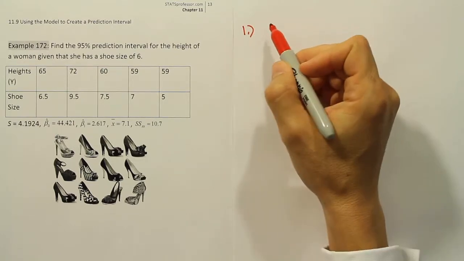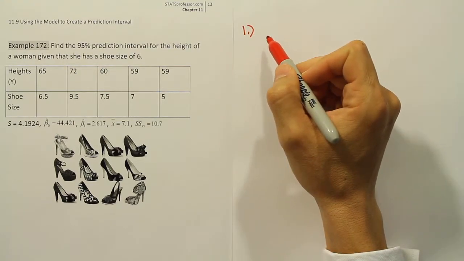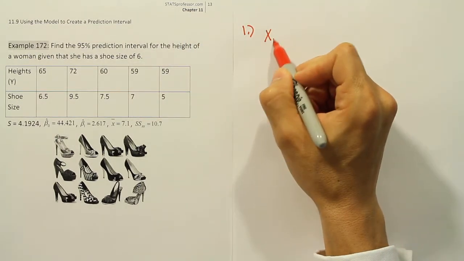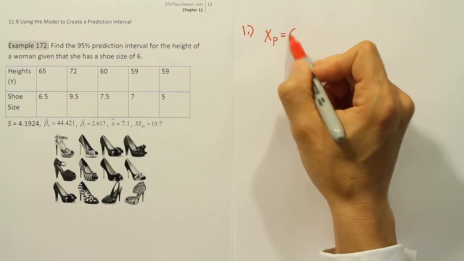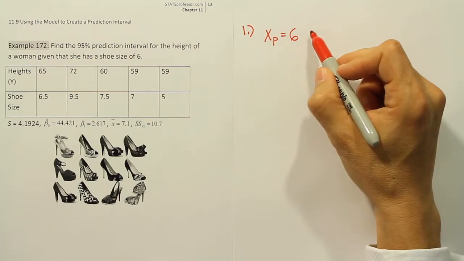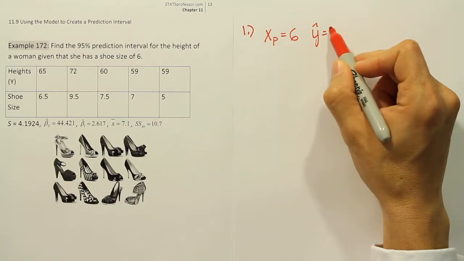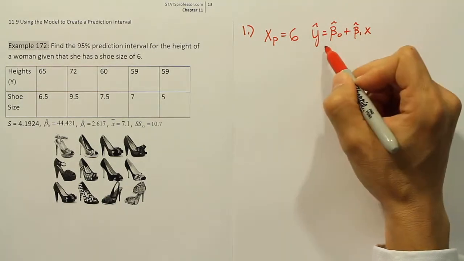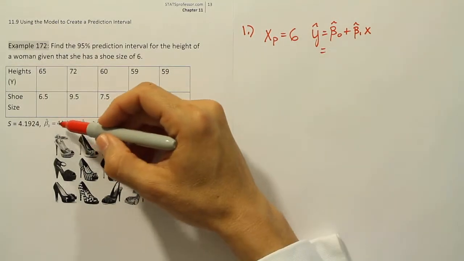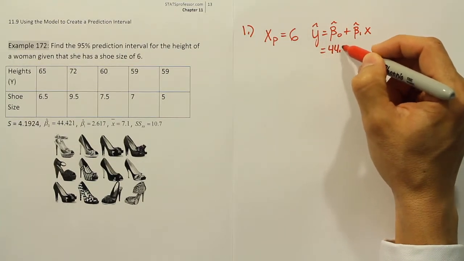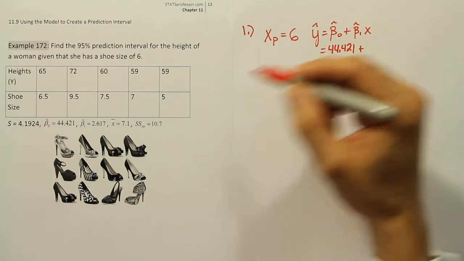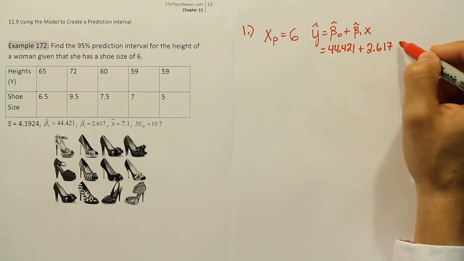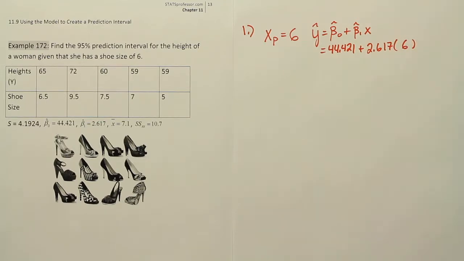The first step we're going to do is to come up with the model and then use the model to make a prediction about the shoe size they're talking about. So xp here, the x value that we're making our prediction at, is 6. So we're going to use that in our model. Our model is y hat equals, remember, beta naught hat plus beta 1 hat times x. And for us in this specific case, we have beta naught provided to us as 44.421 plus the slope, which is given as 2.617, and they're multiplying that times our x value, which of course is 6.